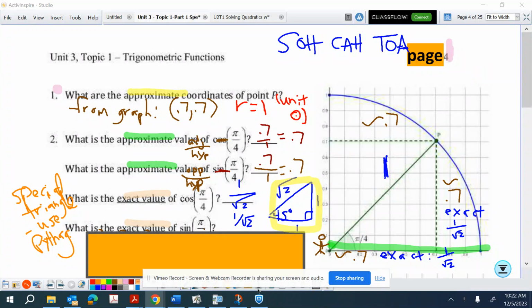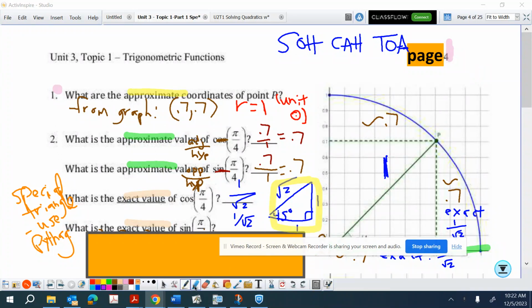The first thing I would do is put SOHCAHTOA on top of your page because you're going to need both sine and cosine: opposite over hypotenuse for sine, and for cosine adjacent over hypotenuse, in order to complete these problems. I'm going to do number 1 and 2, and then I suggest that you hit pause and try the rest of the page yourself. The methodology should be the same for all of these problems.